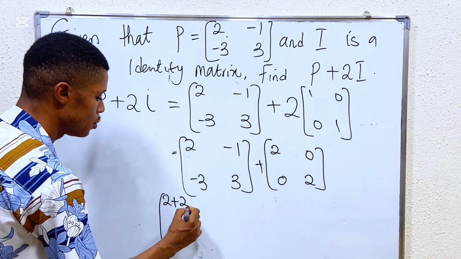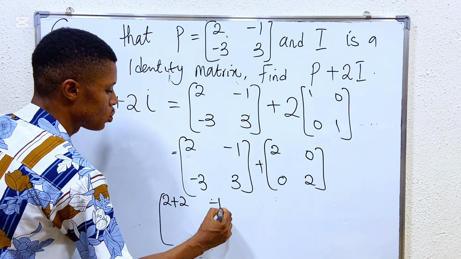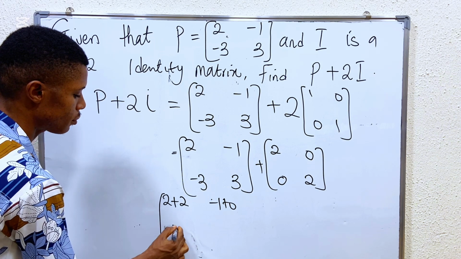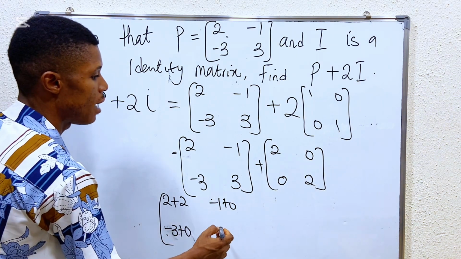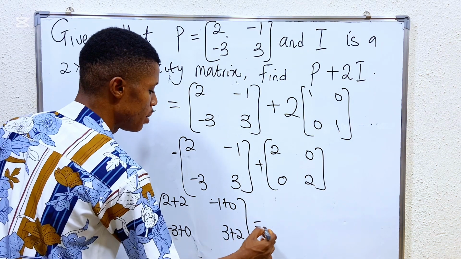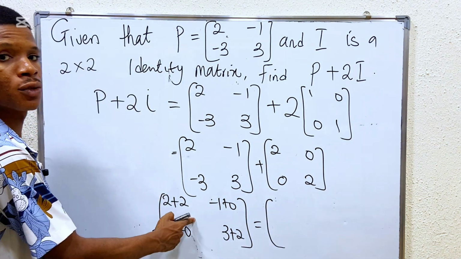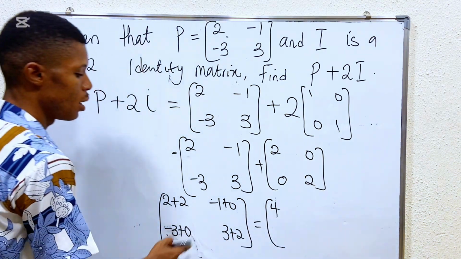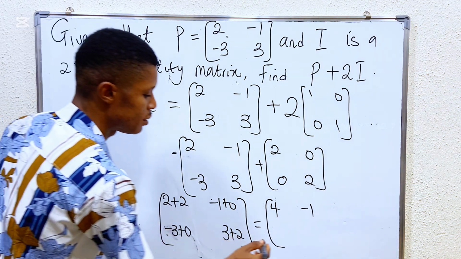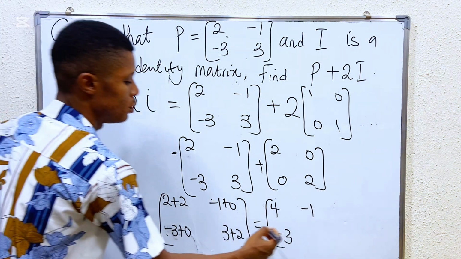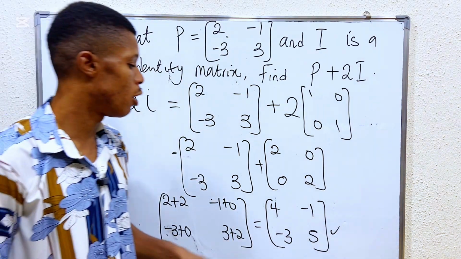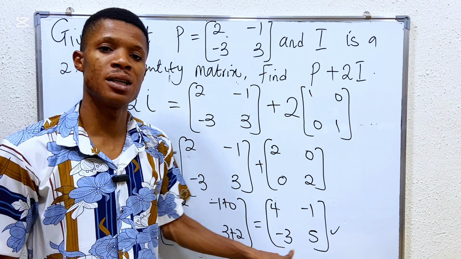You have 2 plus 2. You have -1 plus 0. You have 0 minus 3 plus 0. You have 3 plus 2. What matrix is formed? We'll have a 2 by 2 matrix of 2 plus 2 is 4, right? You have 4. -1 plus 0 is -1. Then -3 plus 0 is -3. And 3 plus 2 is 5. So the resulting solution is another 2 by 2 matrix of 4, -1, -3, 5.